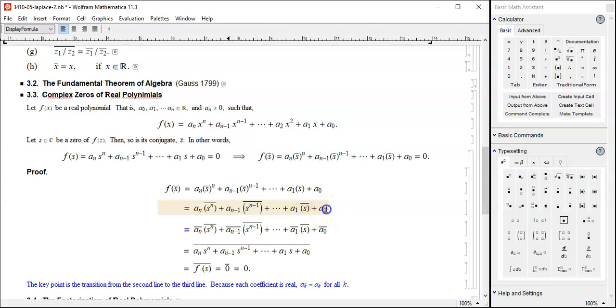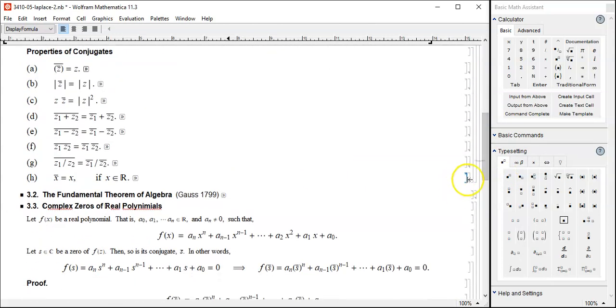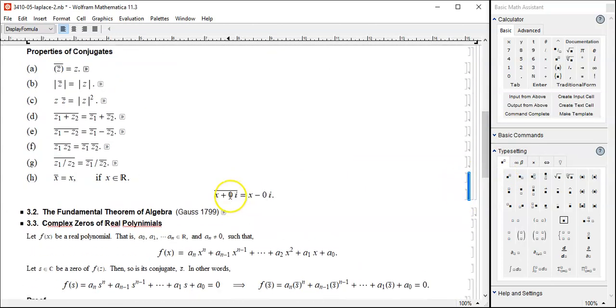Next, the key step. Each coefficient is real, so a1 is equal to a1 bar, a0 is equal to a0 bar, and so on, a n minus 1 is equal to a n minus 1 bar, and so on. The conjugate of a real number is itself. Basically plus 0i versus minus 0i makes no difference.